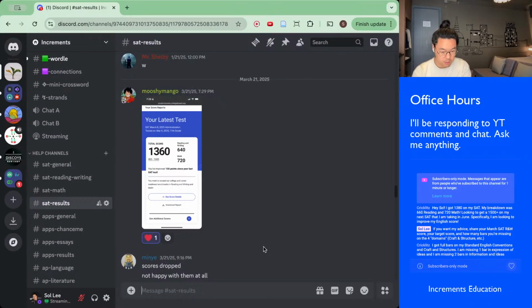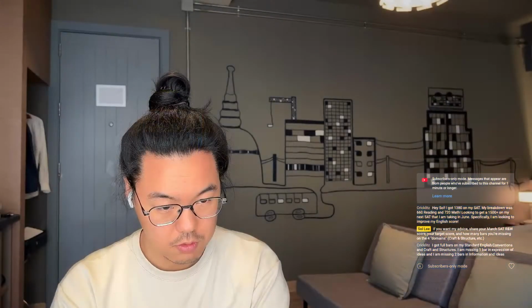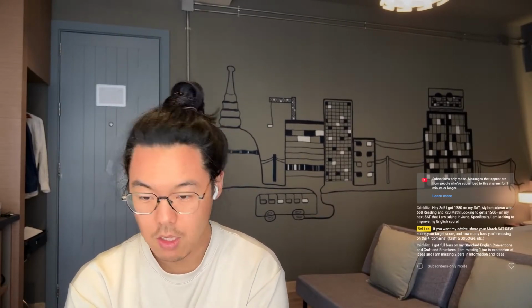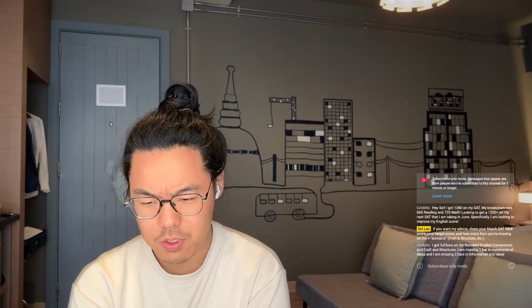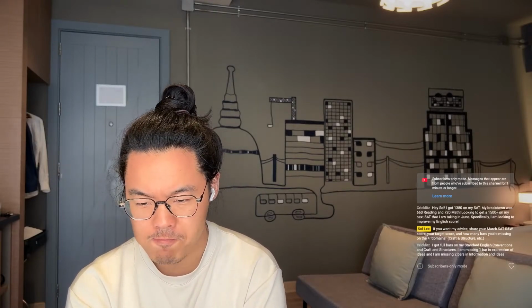I'm going to go back to Cricklets. Cricklets is saying you got full bars on craft and structure. Missing one bar on expression of ideas, and missing two bars in information and ideas. Okay, that's actually pretty healthy. You're in a pretty healthy place for that. That means with a 660 on reading, full bars.